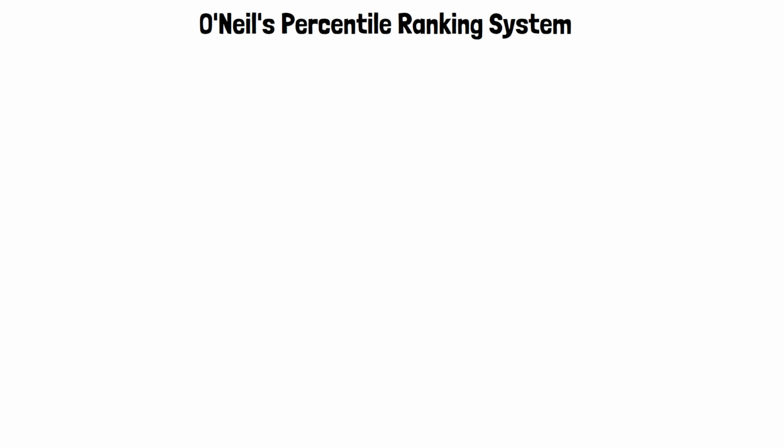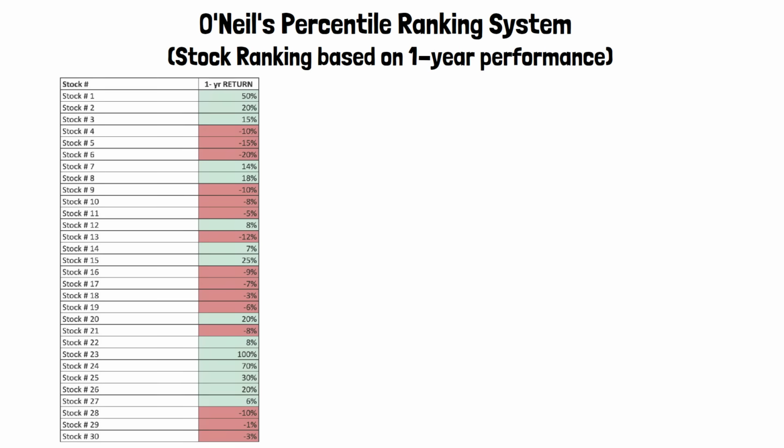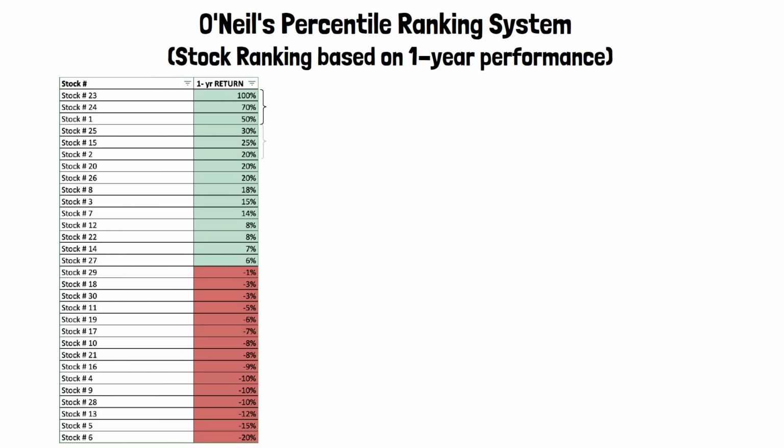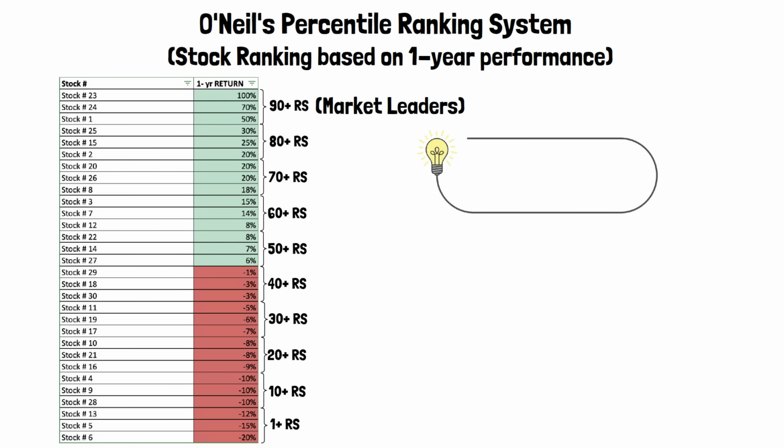O'Neill created a percentile ranking system where all stocks are ranked based on their 1-year performance. Let me show you with a simple example. If we have 30 stocks in our universe, we sort them by performance and assign rankings in deciles. The top 3 performers fall into the 90+ RS ranking. These are your market leaders. The next 3 get 80+ rankings, and so on down the line.